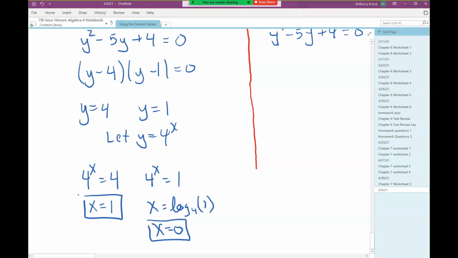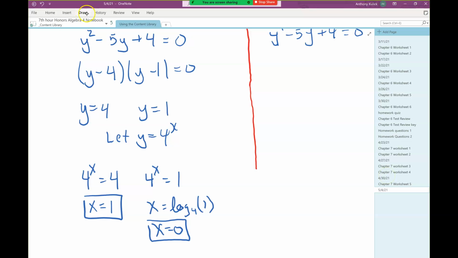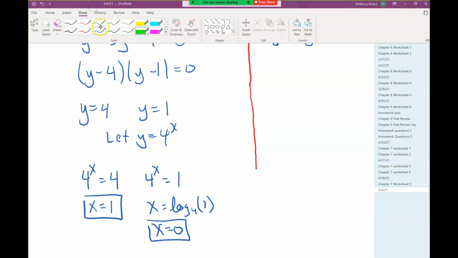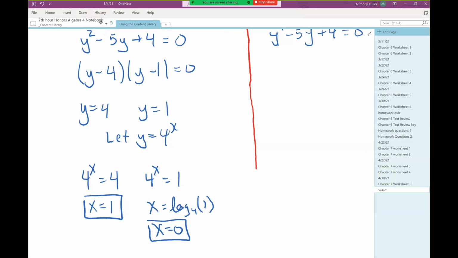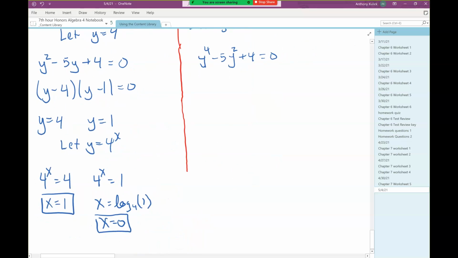Remember, any log of 1 is 0. That's how I got the 0 there at the end. Again, we mentioned that last time, I think. Yep. Everybody's okay with what we did there? Let's go look at the other one now and see if we get the same answer.